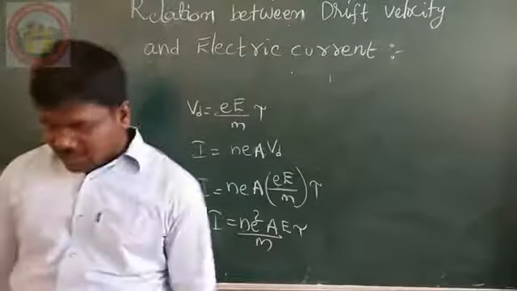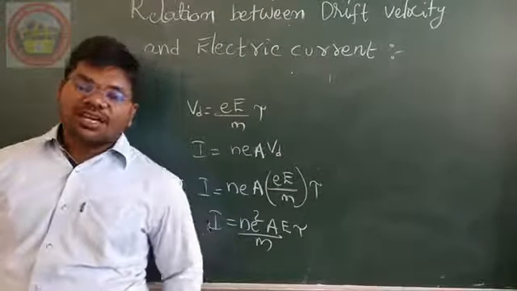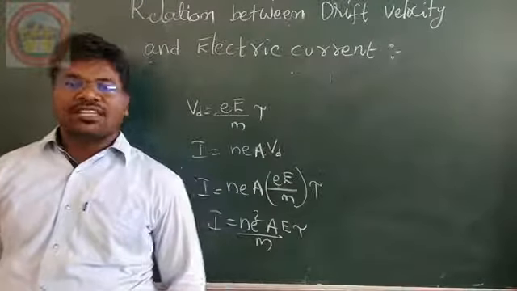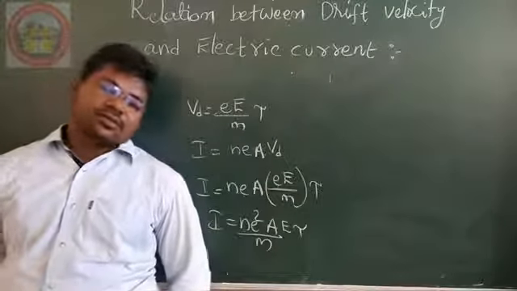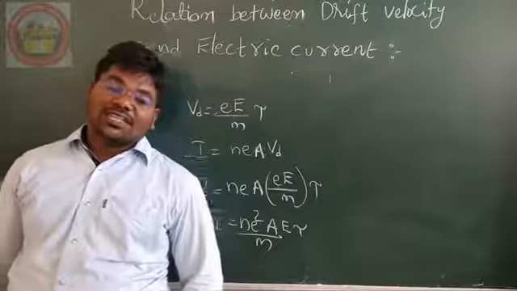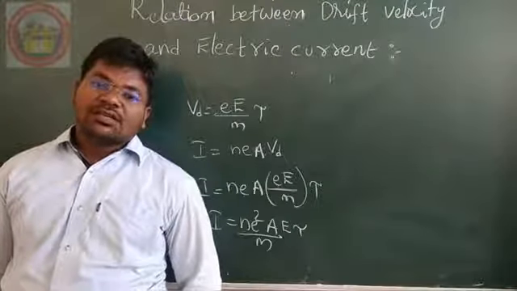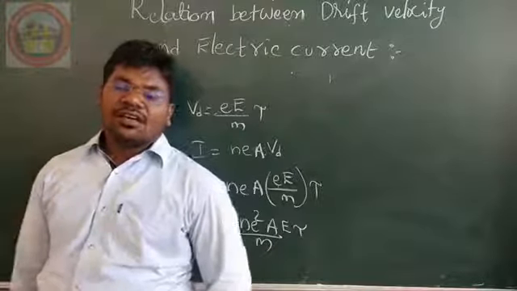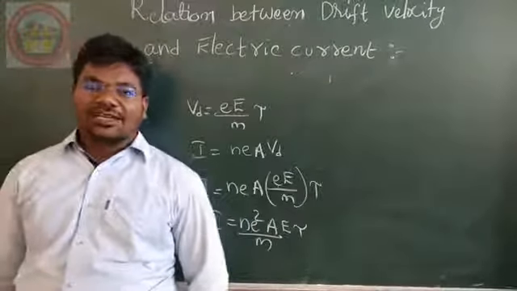Okay, so from this, what is the relation between drift velocity and electric current? I is equal to neA Vd. So then finally we can get current I is equal to n e square A E tau divided by m. So this is the relation between drift velocity and electric current.